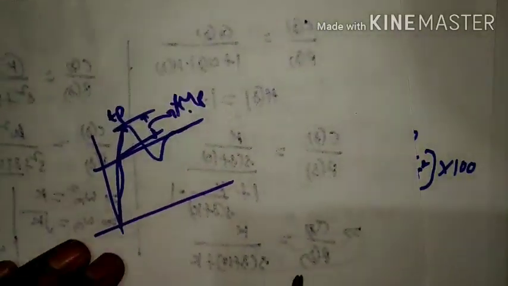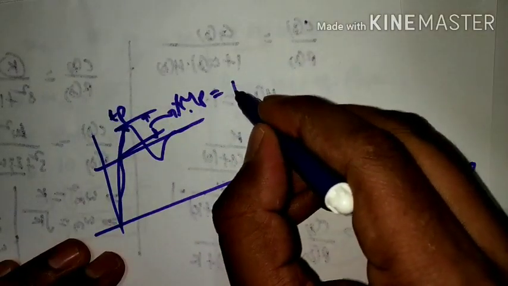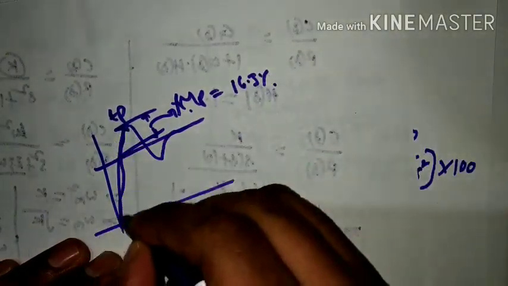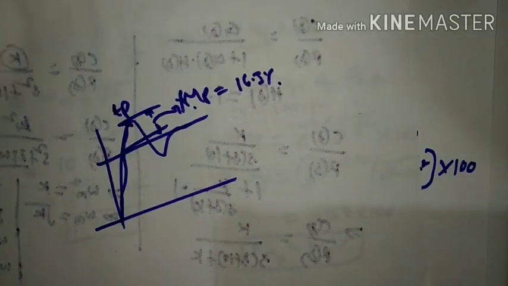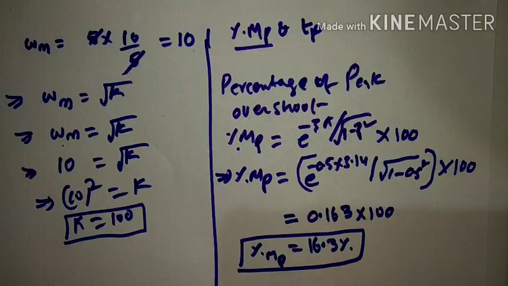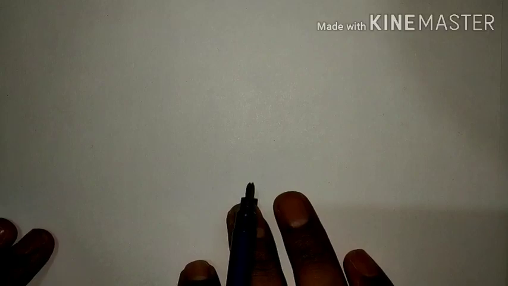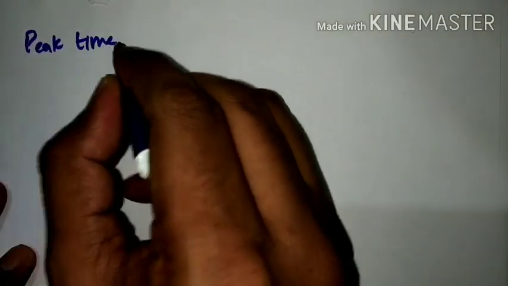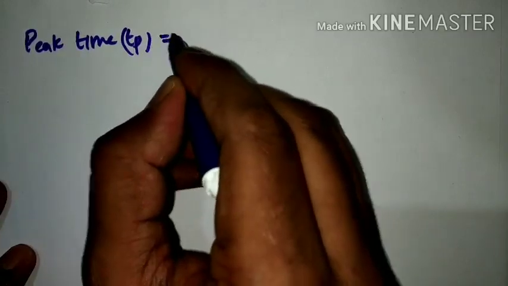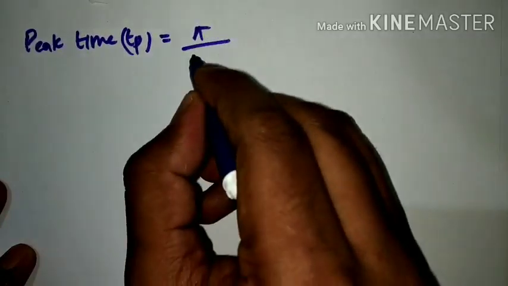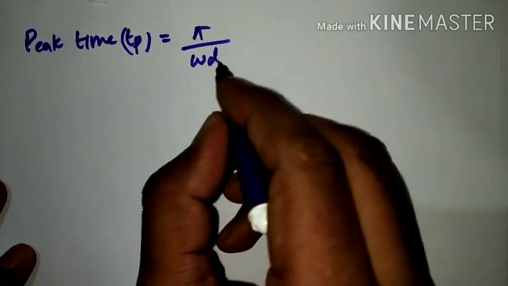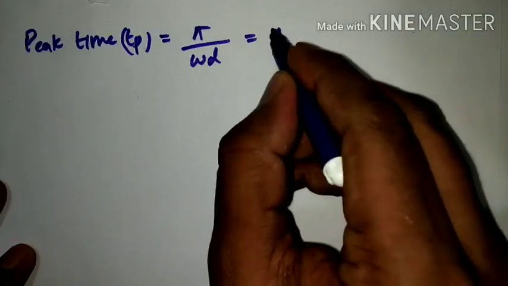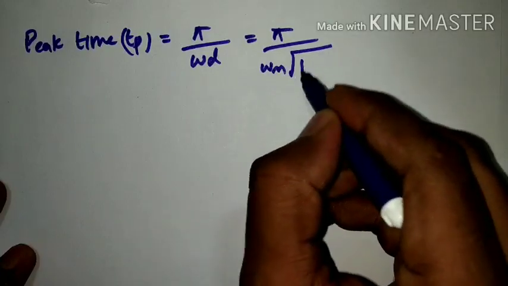So this value is how much? This maximum peak overshoot is 16.3 percentage. We have to find the peak time. So to find the peak time, what is the equation for the peak time? So peak time Tp is equal to pi by omega d. Okay, so you know that omega d is equal to omega n root 1 minus zeta square.